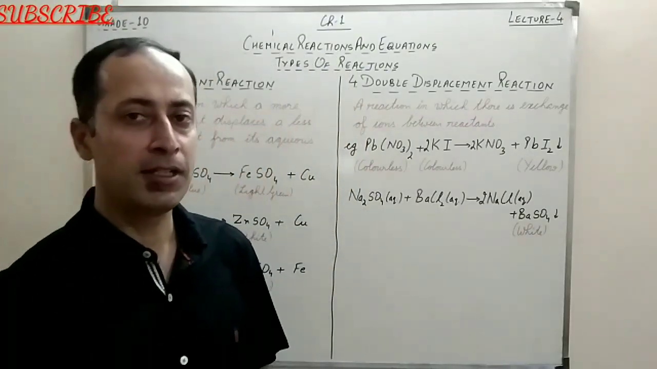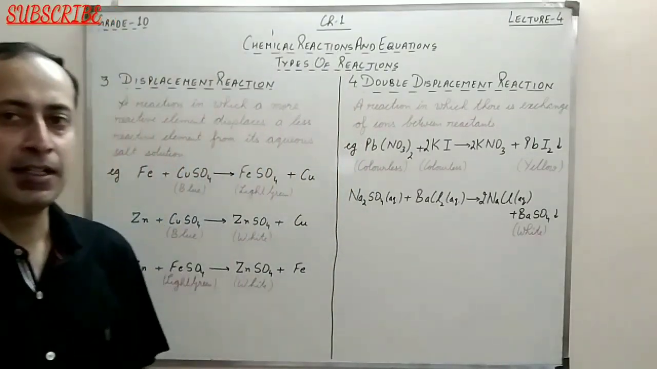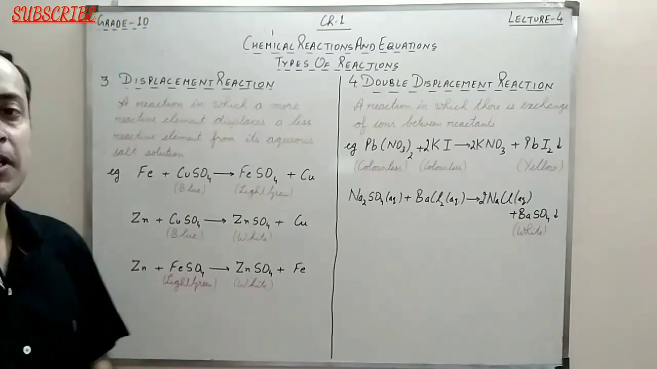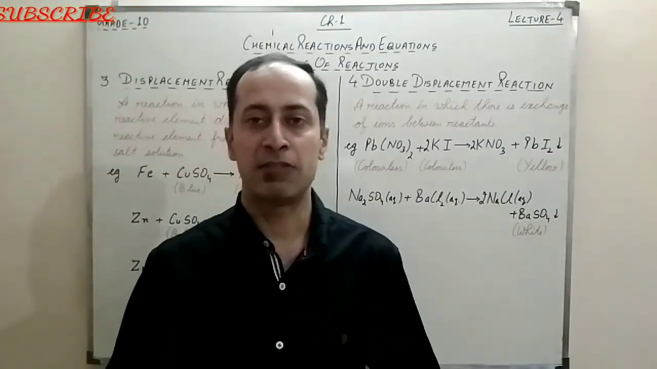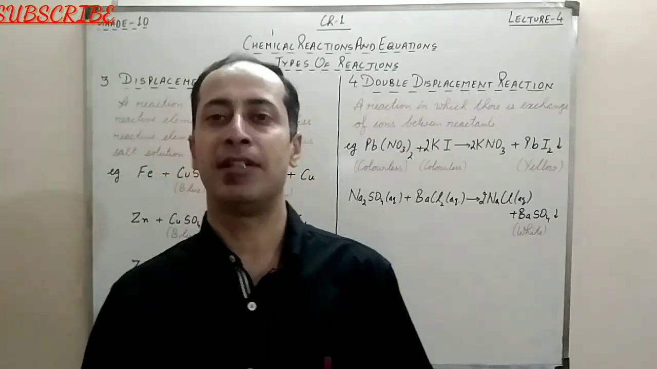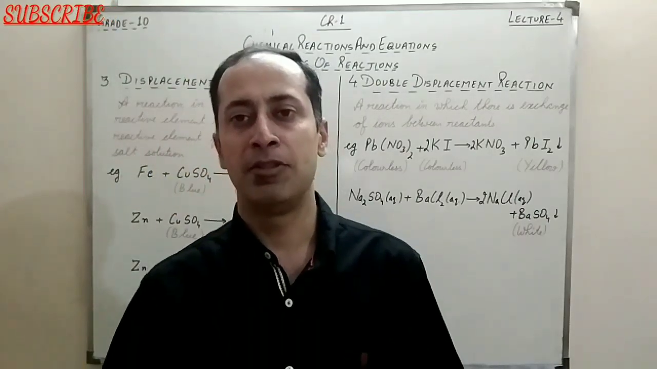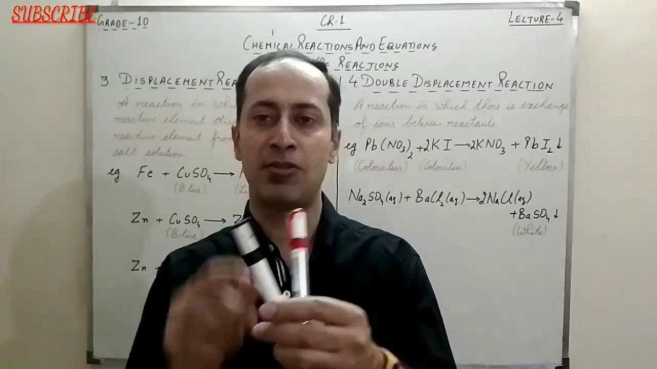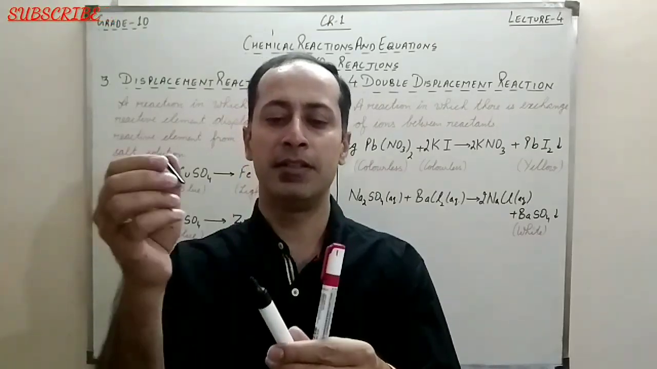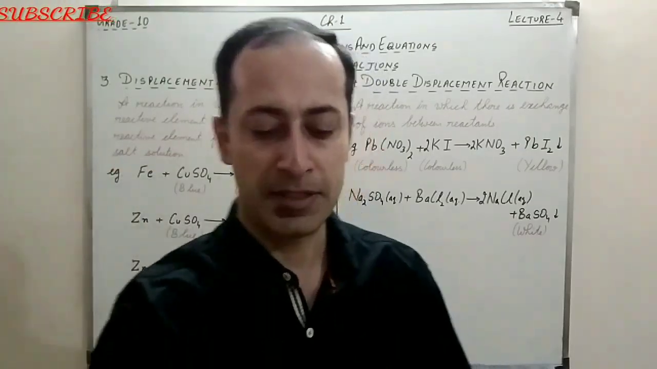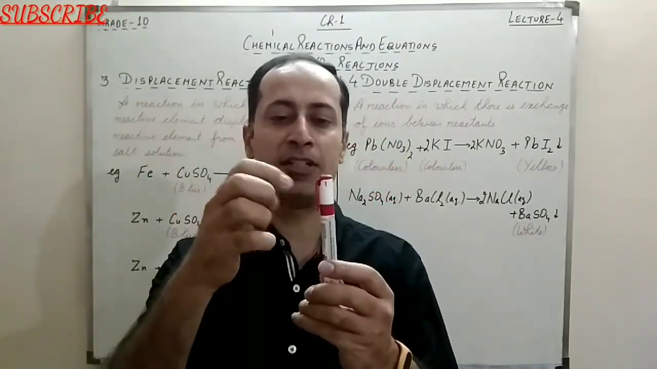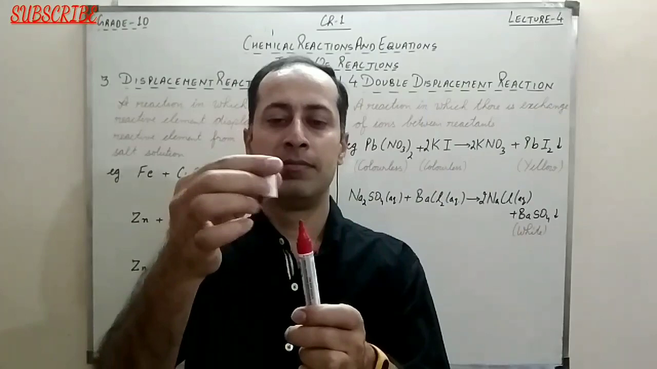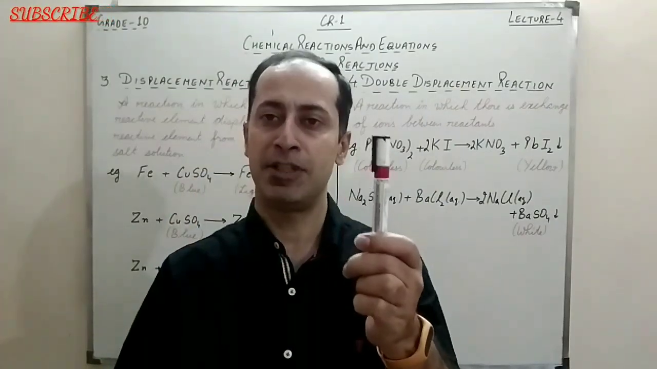The third one in the line is our displacement reaction. Now, what does a displacement reaction mean basically? Displacement means you're displacing something. It's a very simple thing. You have two things. This is stronger, this is weaker, and this removes it. If this one is stronger and this one is weaker, we call this a displacement reaction.